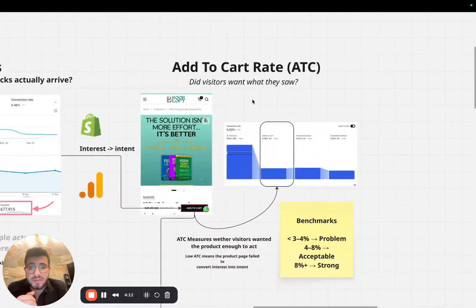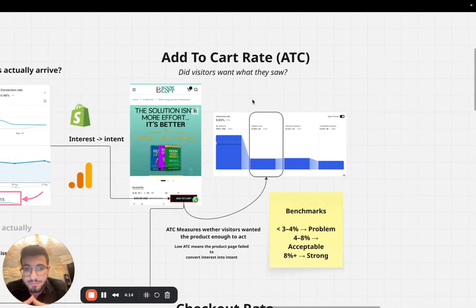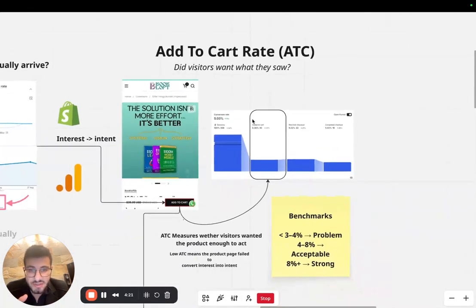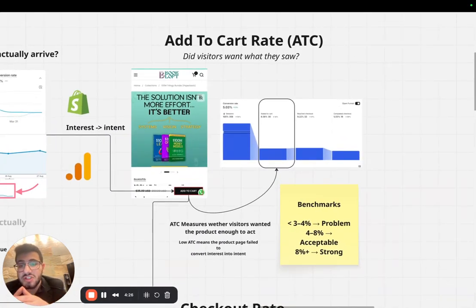Next, we hit the first real conversion metric, the add to cart rate or ATC. You'll find it in your Shopify analytics as we can see here. So basically, when our potential client clicked on our ad, they get taken to a product details page. This is where the lead decides if they're just merely interested or they have intent of buying.